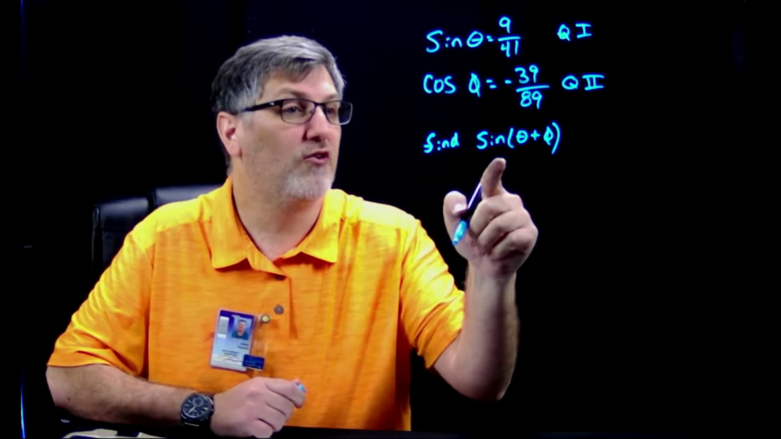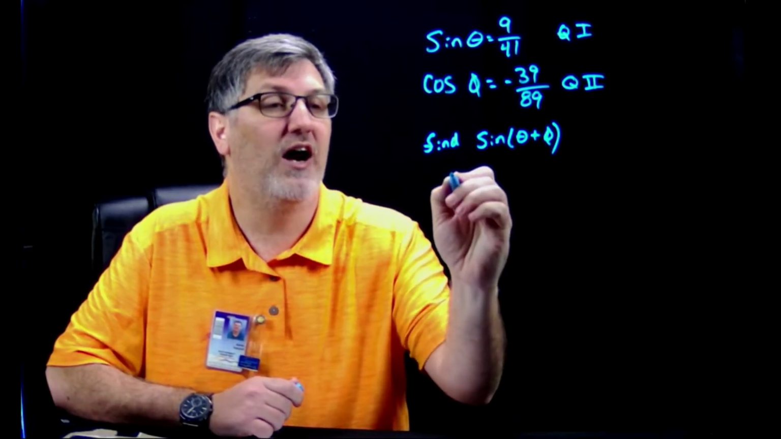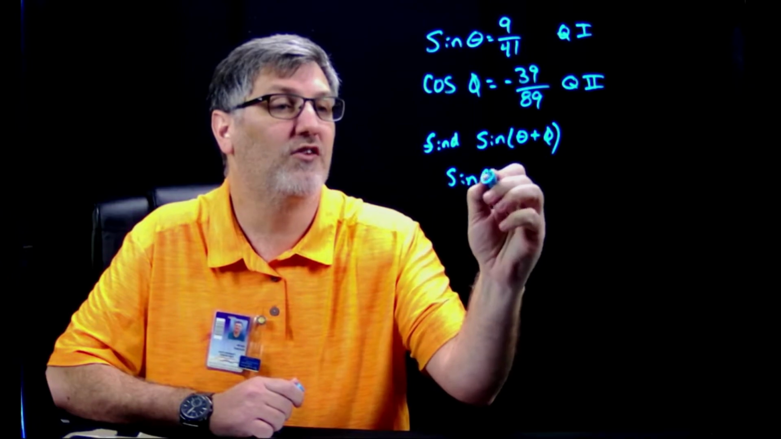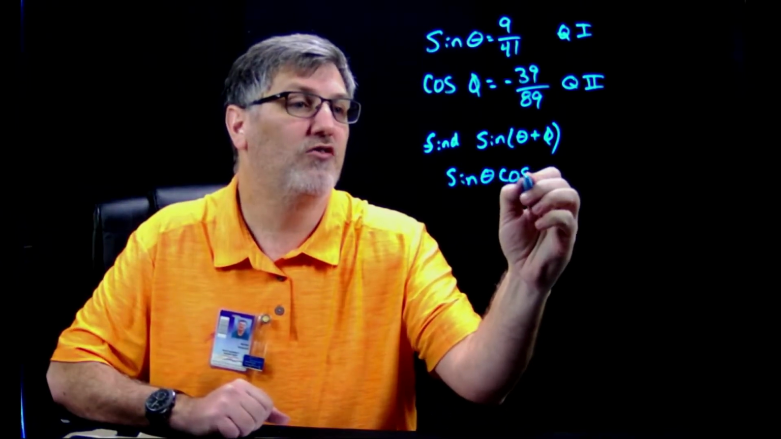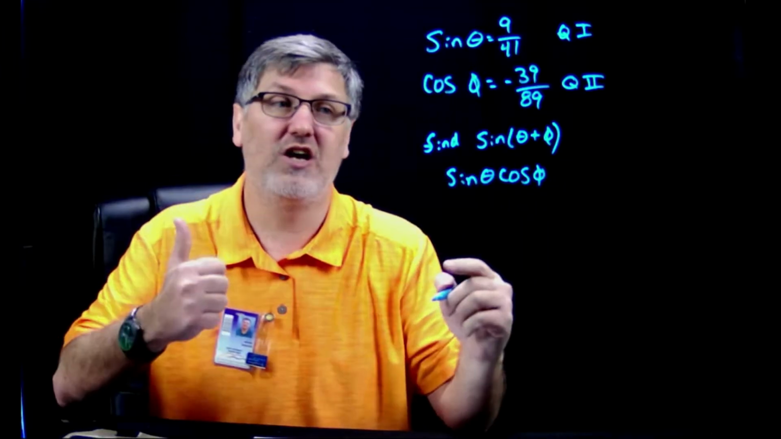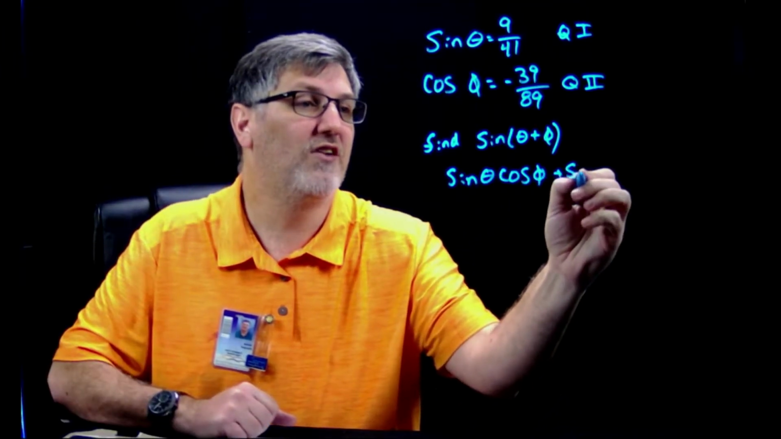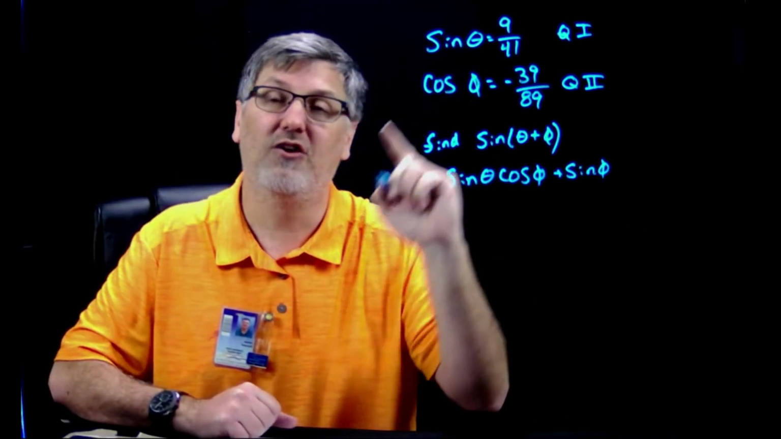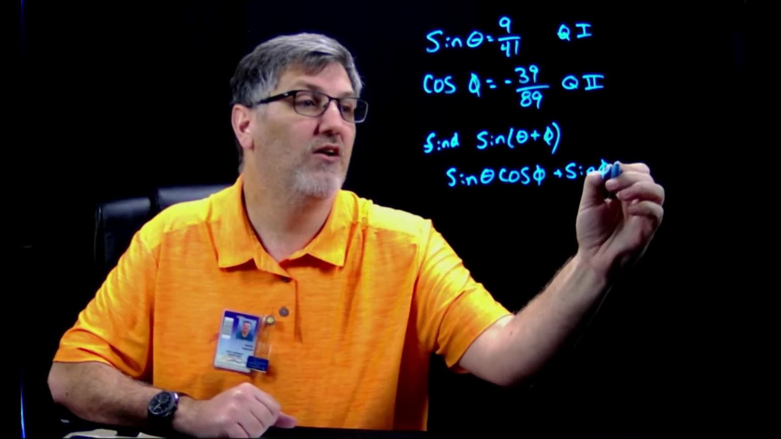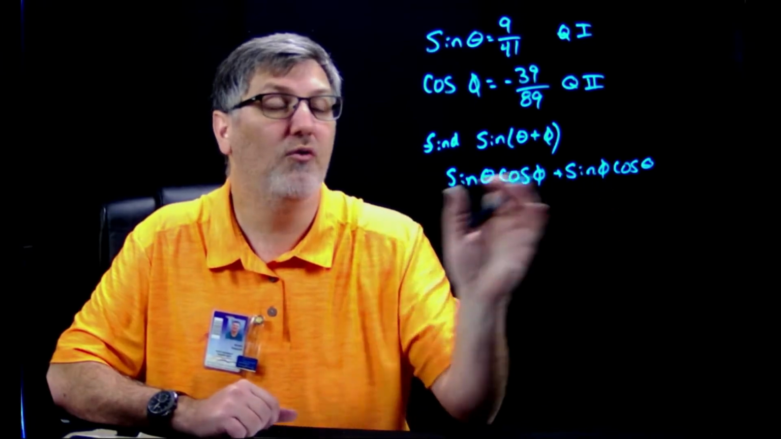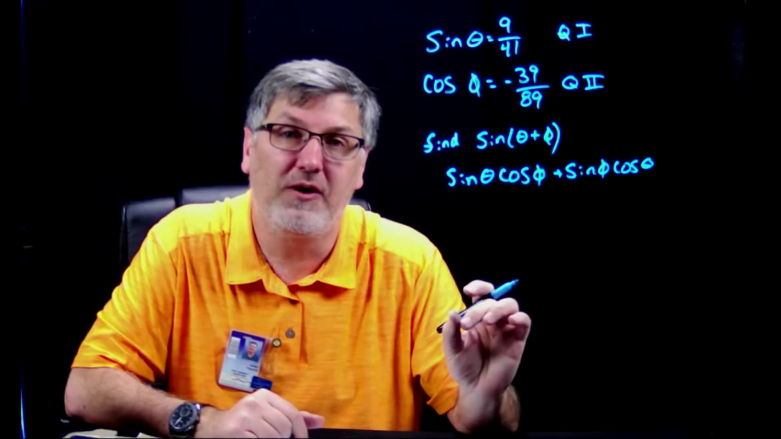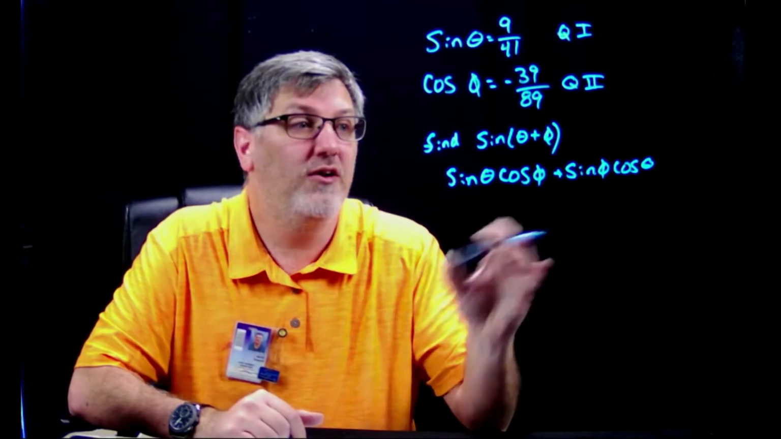So first things first, right here, sine of theta plus sine of phi. I know I need to be able to solve this, I need to have sine of theta. I've got that, check. I need to have cosine of phi. I got that, check. Plus, I need sine of phi. I don't have that. And cosine of theta, and I don't have that. So I have two of the four bits of information I actually need. So what I need to do is find the other two.